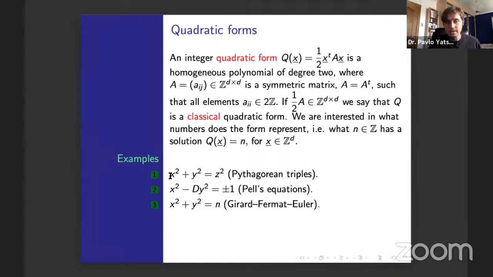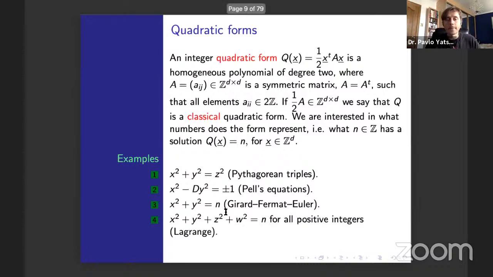Then we have a generalization of our first example, where instead of asking about having a square as a solution, we ask which integers are represented as a sum of two squares. This is known as Fermat's two squares theorem, but in reality it was Girard who first studied it, and Euler who proved it. Finally, the last example: any positive integer, any natural number, is represented as a sum of four squares. It's the classical four squares result by Legendre.